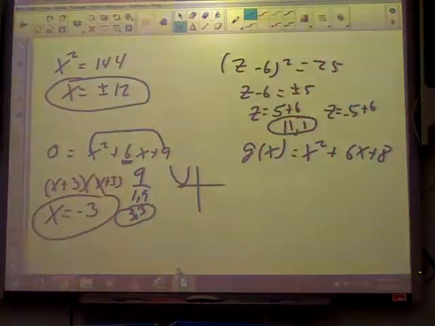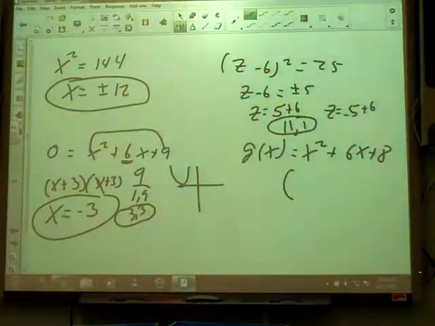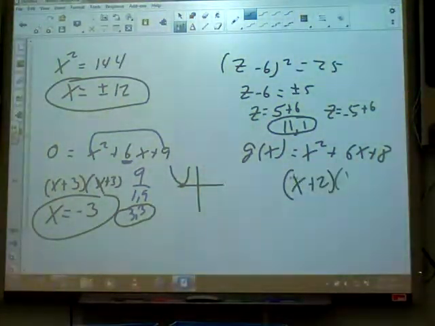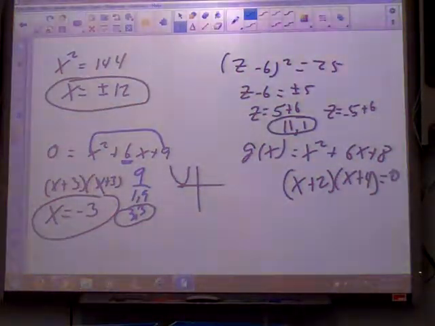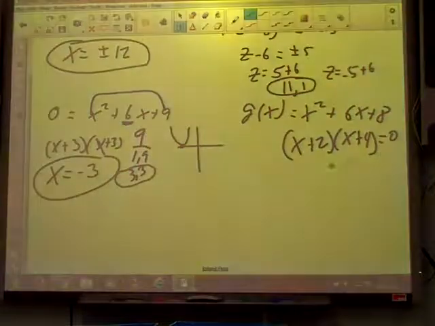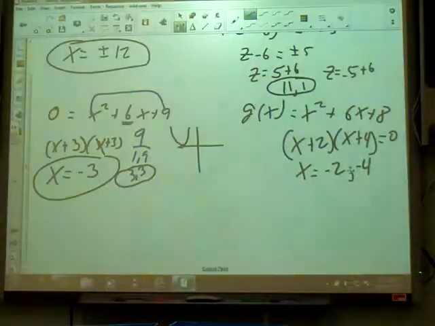Okay, what about the last one? What factors of 8 add to 6? 2 and 4, so we got x plus 2 times x plus 4. It was nice, both of those had a's of 1, so you didn't have to do the grouping. Set both of those equal to 0, gets me a negative 2 and a negative 4.